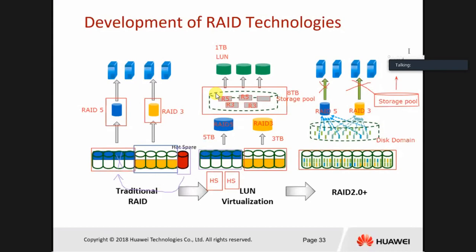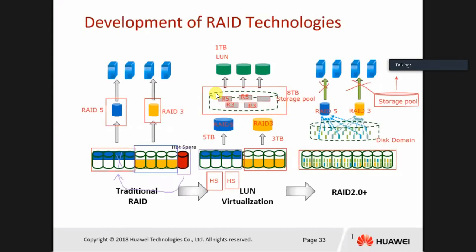Your LUN will get a little bit from RAID 5 and a little bit from RAID 3. If, let's say, RAID 5 is SSD, your LUN will get a little bit of SSD space. If RAID 3 is nearline SAS, your LUN will get a little bit of nearline SAS space. So basically that is how it works. You have to go through a few layers: from the disk domain to a storage pool, and only then can you create a LUN. In LUN virtualization, you go from the hard disk straight to RAID, to storage pool, then you get your LUN, so you do not have the disk domain layer. That is the difference between LUN virtualization and RAID 2.0.